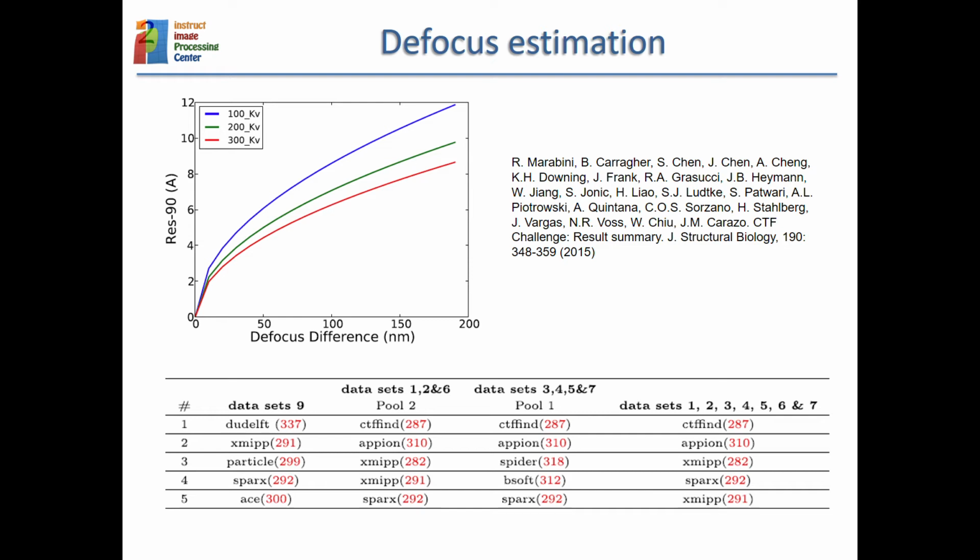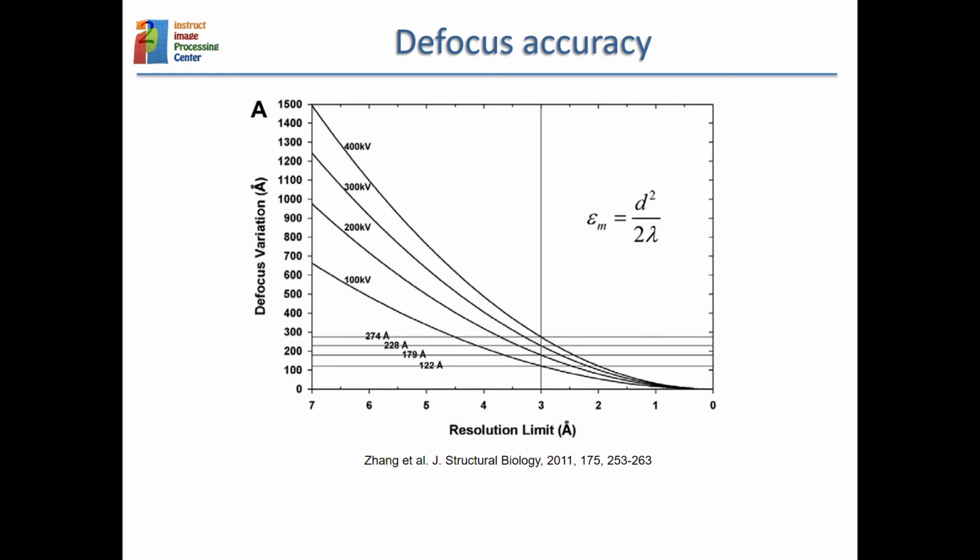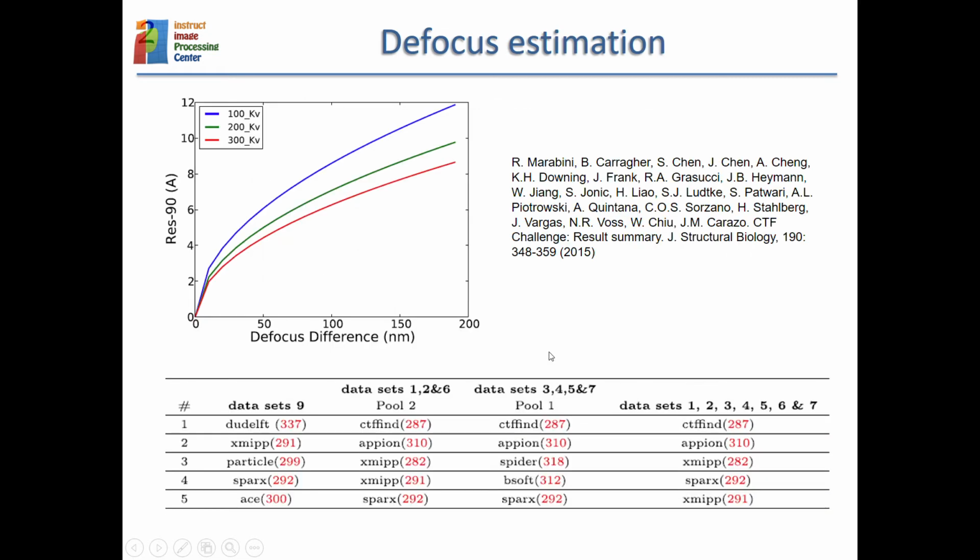So for the same micrograph, you estimate with different methods, and the different estimates differ from each other in the order of 200, 300. So we are already in this regime where our estimation errors are in the order of those errors that limit to 2-3 angstrom resolution. So if you want to achieve very high resolution, you should better use very accurate methods. And here, at that time, the best ones were CTFFIND, Xmipp, or Appion.